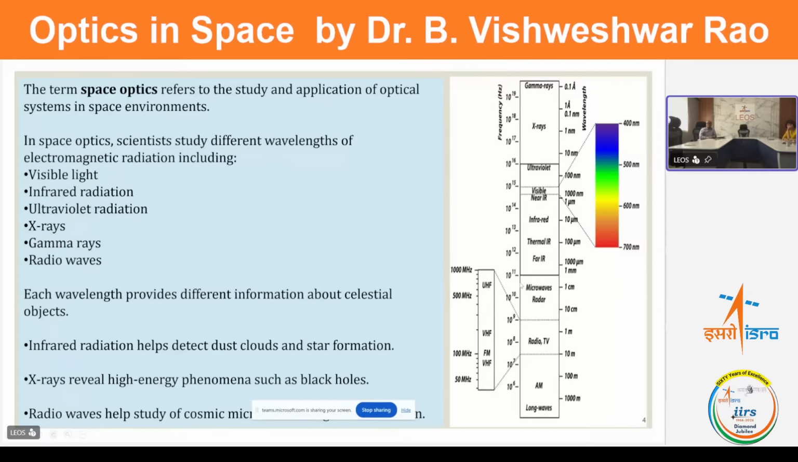In the previous lecture, we have heard about the radio waves and microwaves and long wave imaging using antennas. So each wavelength provides different information about the celestial objects. Like if you take infrared radiation, it helps to detect the dust clouds and star formation, and X-ray reveals high energy phenomena such as black holes in space, and radio waves will study the cosmic microwave background radiation.